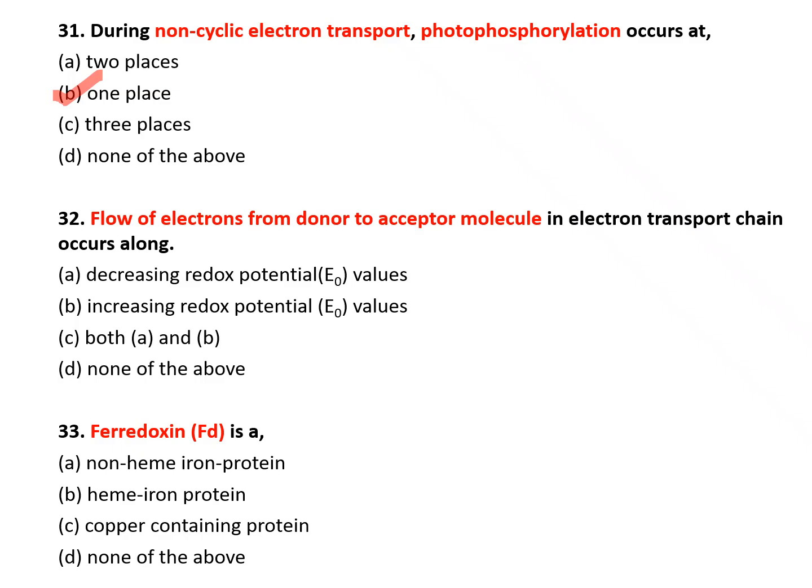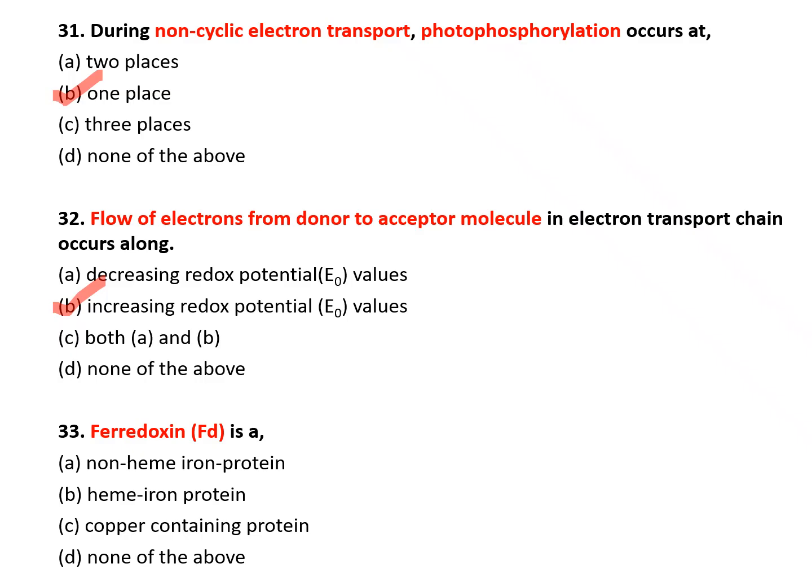The next question, number 32. Flow of electrons from donor to acceptor molecule in the electron transport chain occurs along: option A, decreasing redox potential value; option B, increasing redox potential value; option C, both A and B; option D, none of the above. The correct answer is option B, increasing redox potential value.